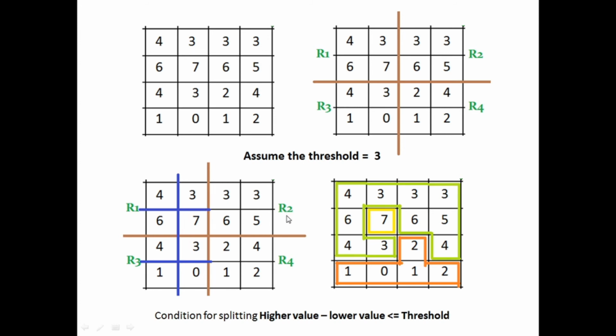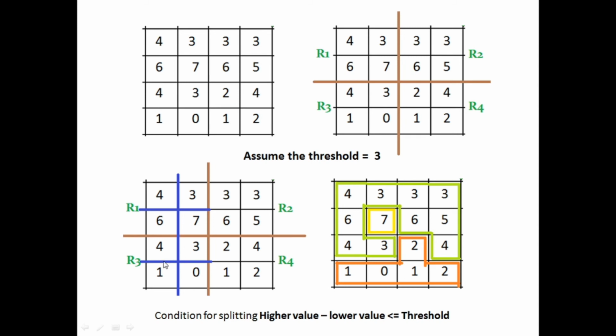Now check R2. In this R2, 6 is the highest pixel value and 3 is the lowest pixel value. Is 6 minus 3 less than or equal to 3? Yes, because 3 is equal to 3. So any splitting activity is not required for the R2 region.